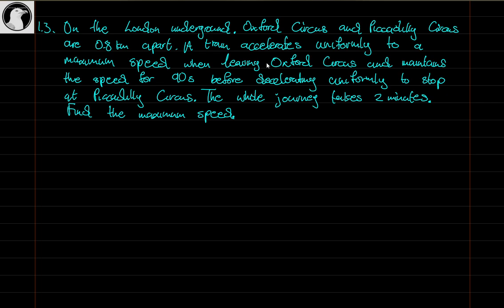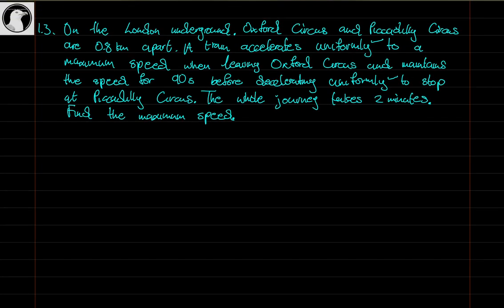Find the maximum speed. So the train is accelerating, it reaches a maximum speed, and it maintains the speed for 9 seconds before it slows down and comes to a stop at another circus. So those are our keywords. And fortunately for us, this train is traveling uniformly. That's very important. You see uniformly there, and another before decelerating uniformly to a stop. So we need to find the speed.